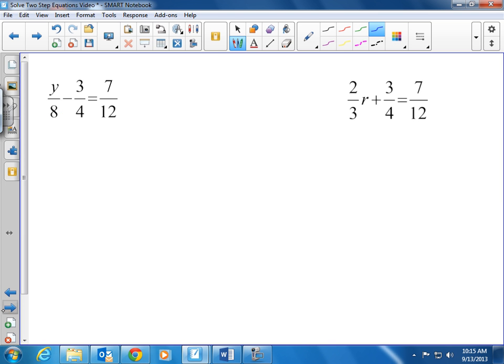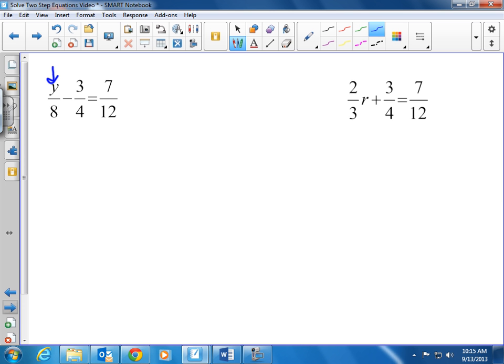Okay? So you should have just finished the two problems on your own. Now let's look at two problems that involve fractions, okay? So same exact thing, guys, but now we have fractions. My goal here is to solve for y. What do I need to do? I need to move everything else to the other side.